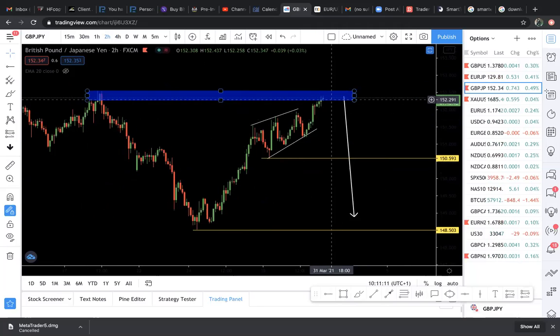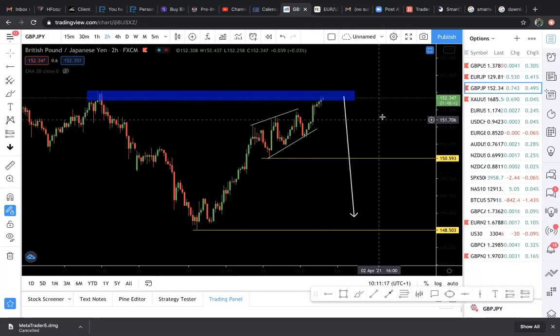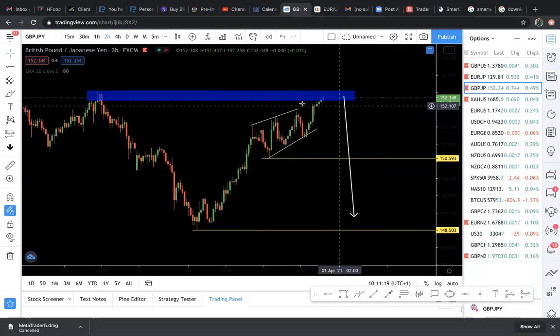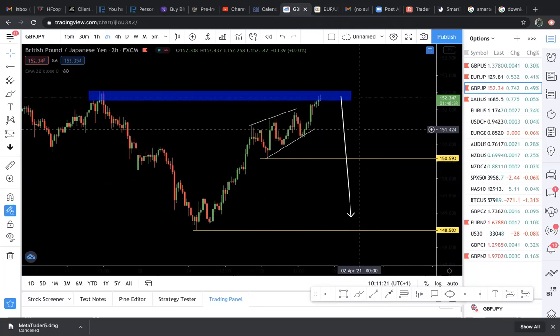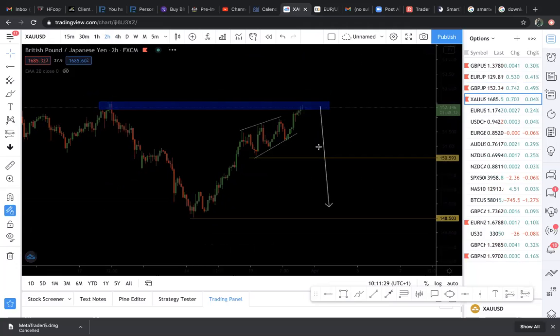We want to see a strong pin bar that we haven't seen, or a candle that engulfs and is bigger than the previous candle in terms of size. So let's wait for it. When it happens, we execute our trade. Stop loss above, take profit 1 at 90%, take profit 2 all the way back to the low. Very powerful trade right there.